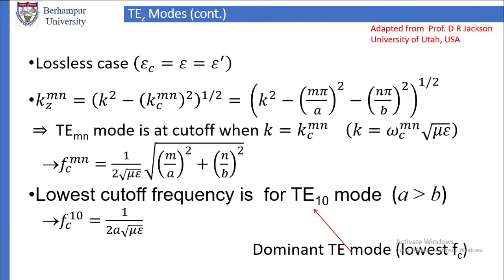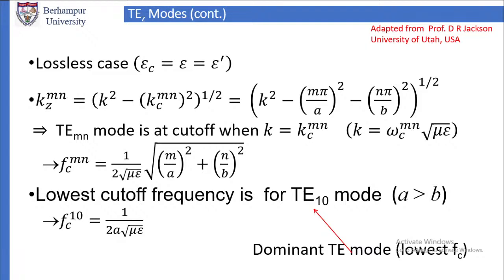Then we can write k is equal to omega root over mu epsilon, that you know. k is equal to omega by c or omega by v. Here omega is equal to omega c mn. Omega c mn is 2 pi into fc mn, where fc mn is the cutoff frequency. So k is equal to omega c mn by v, where velocity v is 1 by root over mu epsilon.